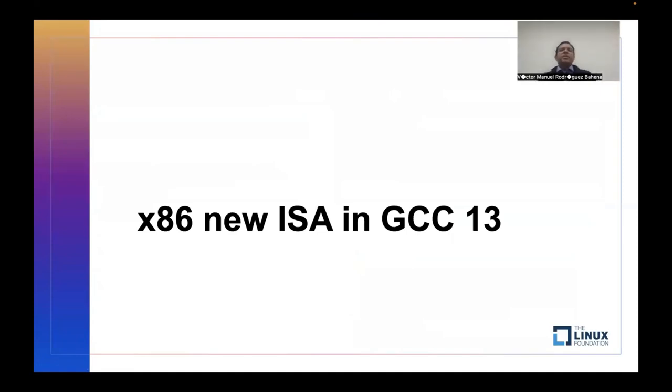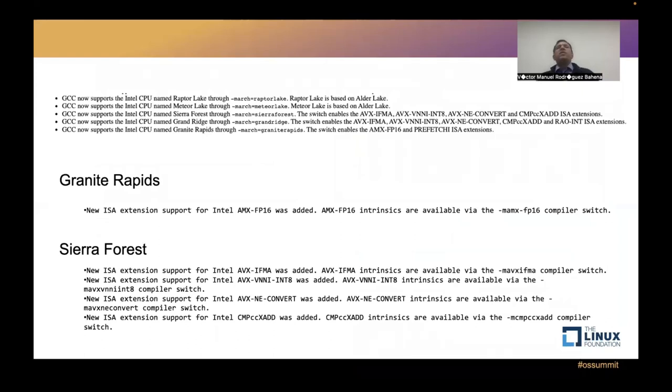What about the new x86 ISA in GCC 13? That's going to be super interesting. Every year, if a hardware vendor provides new instructions, the GCC team works in collaboration with them to enable those new instructions in the compilers, so us developers can take advantage of those new instructions and implement them in our applications. This year, GCC 13, in terms of x86, and I'm going to be focusing only on x86, is going to have new implementation for Raptor Lake, Meteor Lake, Sierra Forest, Granite Rapids, and Grand Ridge.